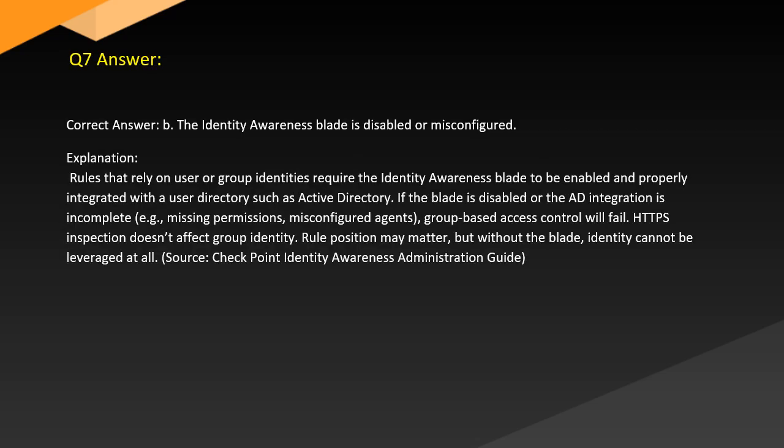Answer. Correct answer: B. The identity awareness blade is disabled or misconfigured. Explanation. Rules that rely on user or group identities require the identity awareness blade to be enabled and properly integrated with a user directory such as Active Directory. If the blade is disabled or the integration is incomplete, or there are missing permissions or misconfigured agents, group-based access control will fail. HTTPS inspection doesn't affect identity. Rule position may matter, but without the blade, identity cannot be leveraged at all. Source: Check Point Identity Awareness Administration Guide.